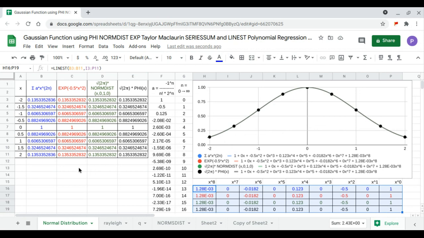So this completes the use of the phi function, the NORMDIST function, and the exponential function to generate the Gaussian function, and also the use of Taylor Maclaurin Series.